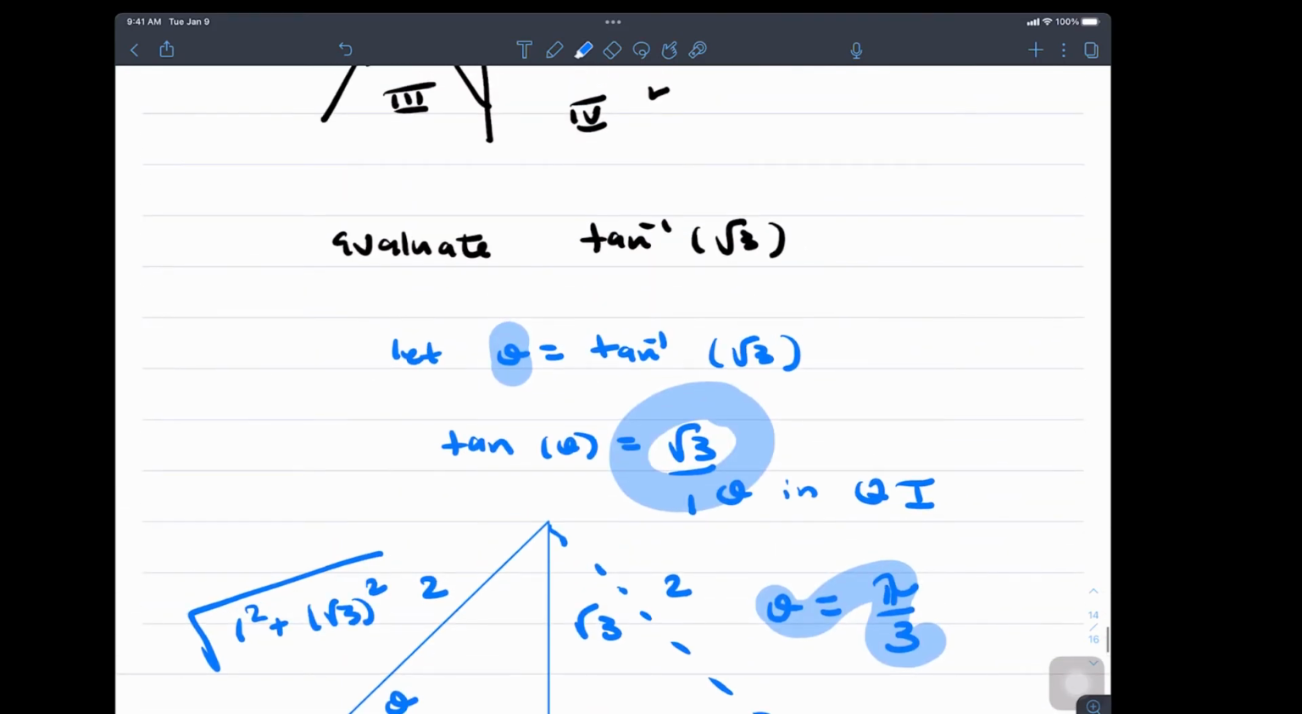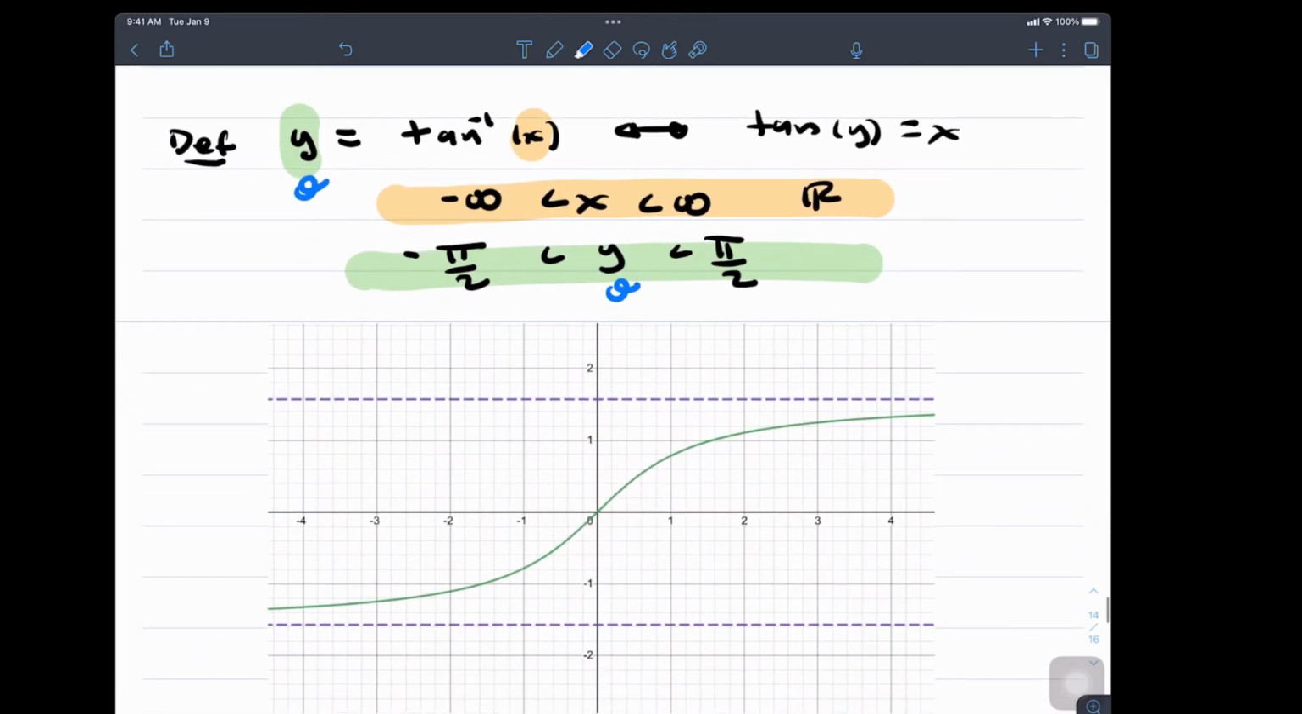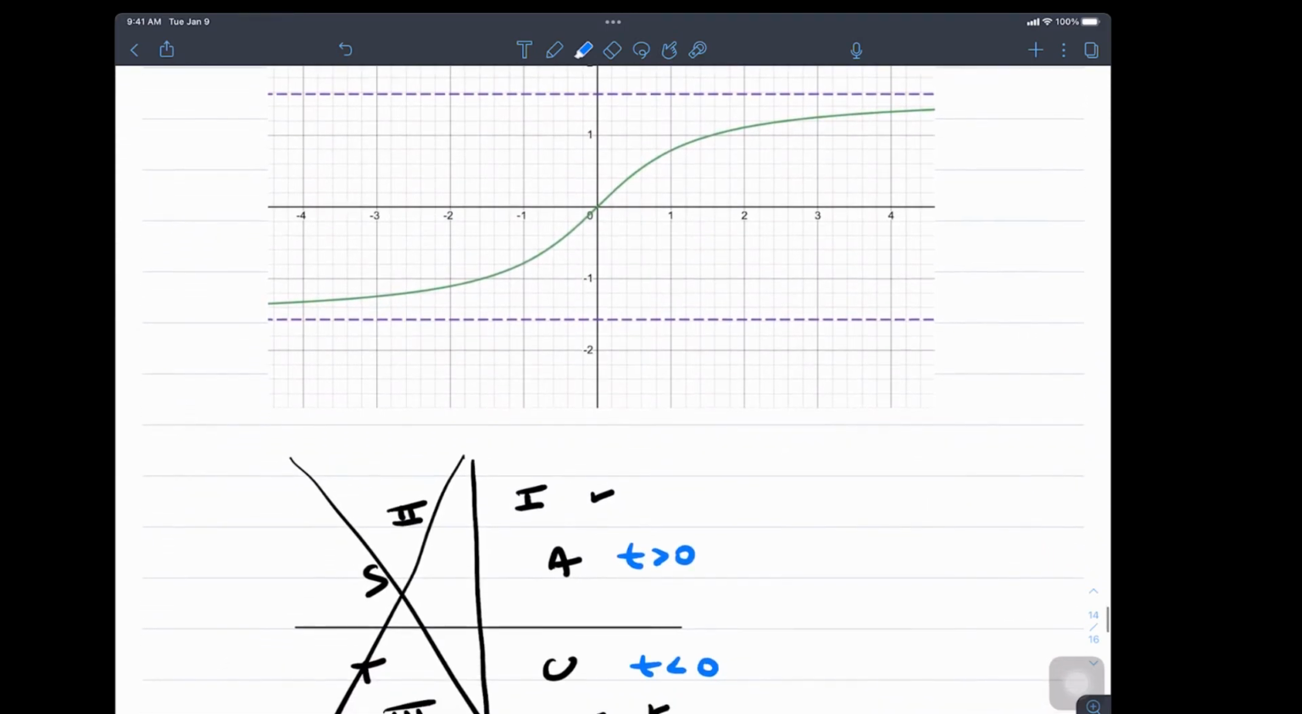So you answer the question. This is going to equal pi over 3, ladies and gentlemen. There it is. So that's what you're looking for. Theta is pi over 3.